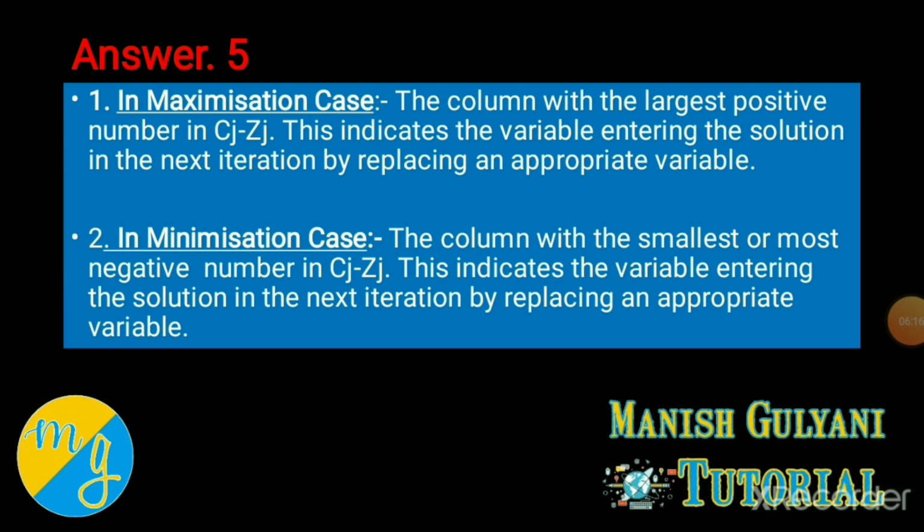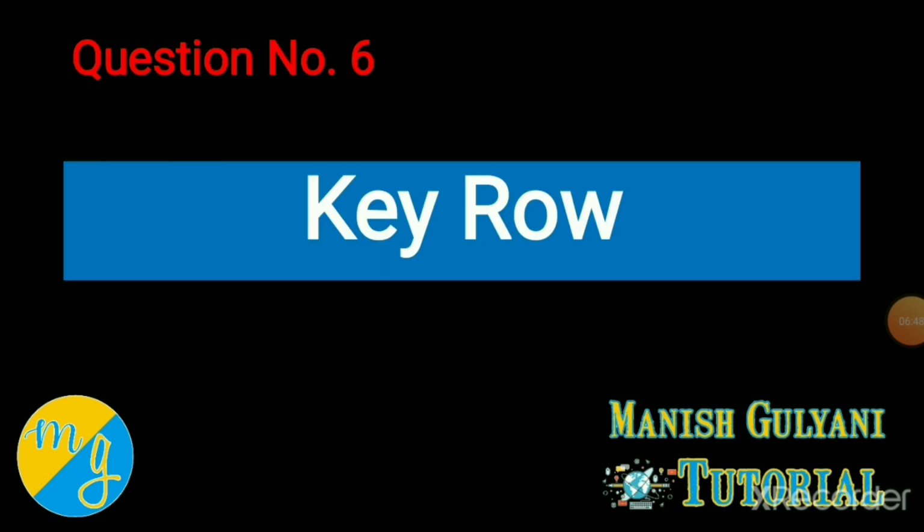In the maximization case, the highest positive value lies in which column, that column is known as your pivot column, key column. The minimization case is just opposite from the maximization case. Under the maximization case, you have to identify the most positive value in the column. Under the minimization case, you have to identify the most negative value. So the column with the smallest or most negative value in Cj minus Zj is known as your key column. Clear?